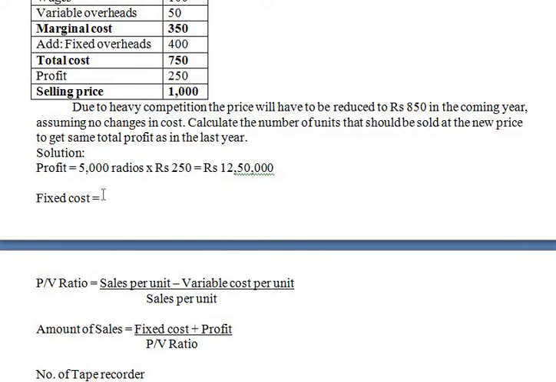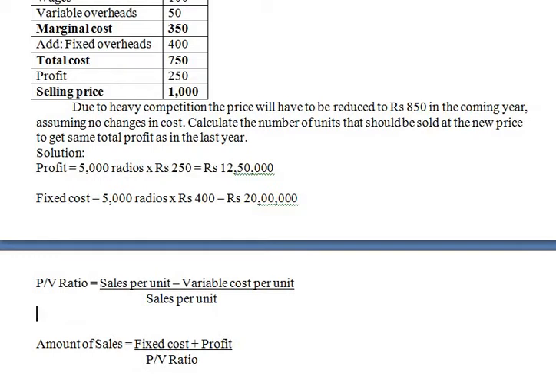Now fixed cost, what they have given is fixed overheads of 400 per unit. So that itself we will consider as fixed cost, but this is per radio. We need to find it for 5,000 radios. So 5,000 radios into rupees 400 will be equal to 20 lakhs. Next we will find out the PV ratio.